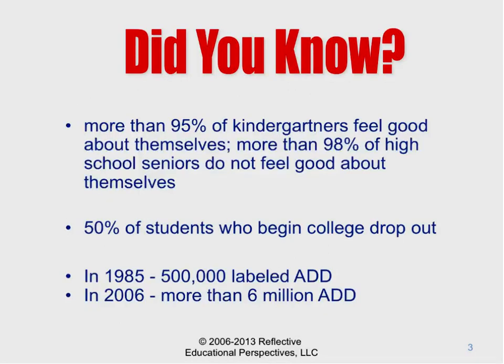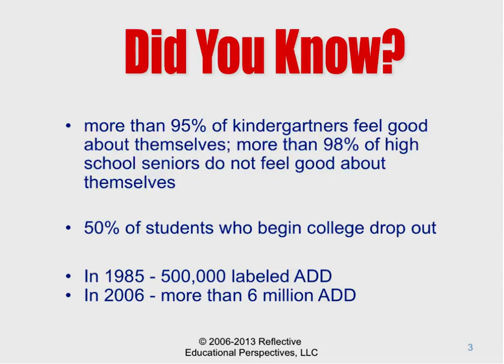Did you know that more than 95% of kindergartners feel good about themselves? This is an actual statistic. More than 98% of high school seniors do not feel good about themselves. 50% of students who begin college drop out. And in 1985, we had the ADD label on 500,000 people, and in 2006, it was more than 6 million. So what's going on?